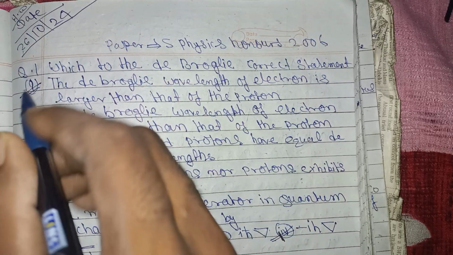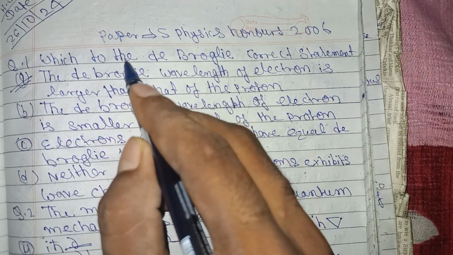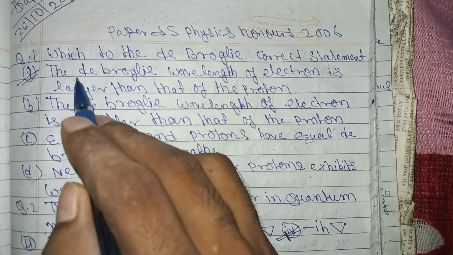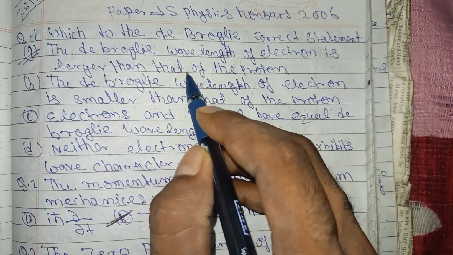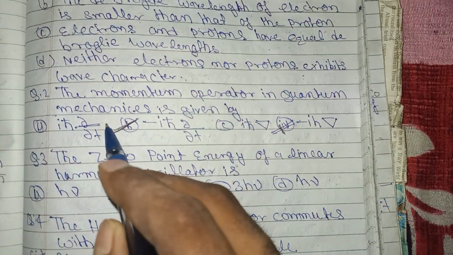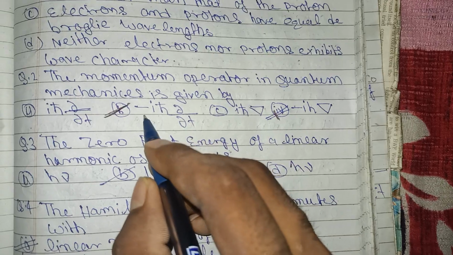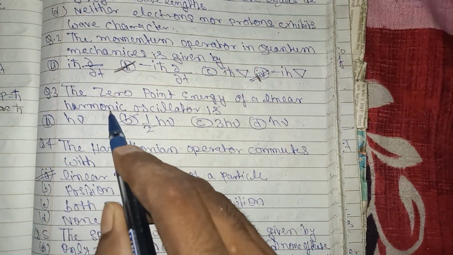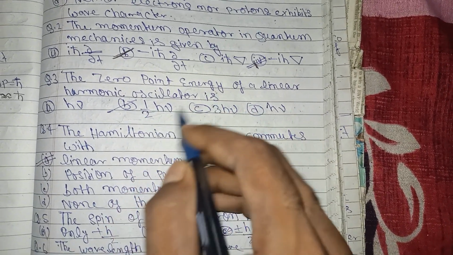So 2006. Which is the correct de Broglie statement? The de Broglie wavelength of an electron is larger than that of the protons. And question number 2: the momentum operator in quantum mechanics is given by minus i h bar del by del x. And the zero point energy of a linear harmonic oscillator is 1/2 h nu.